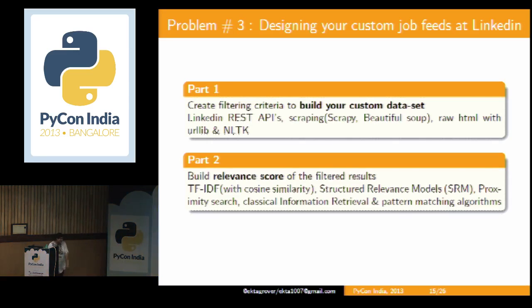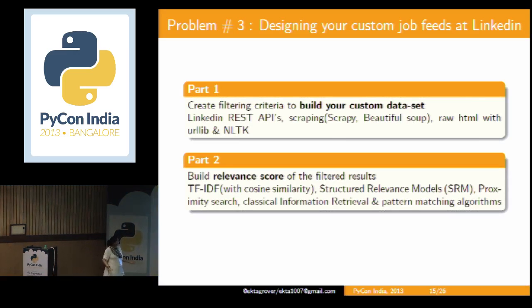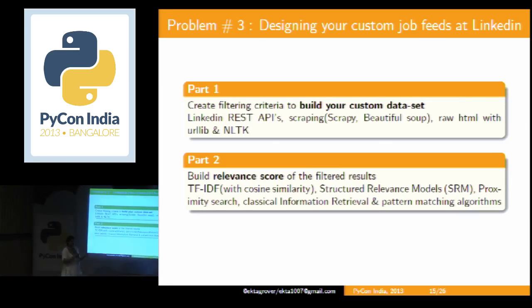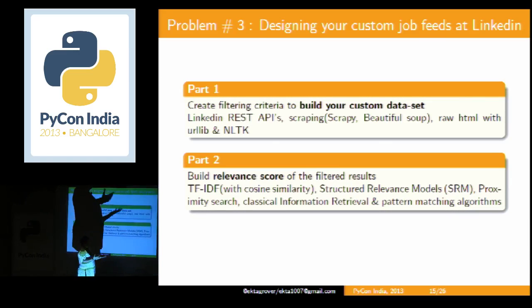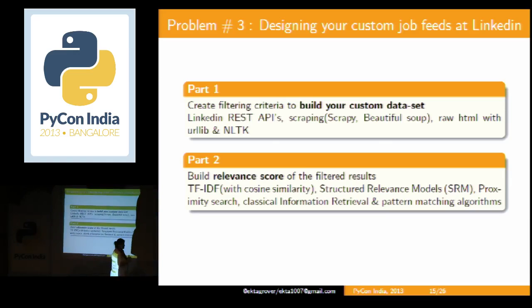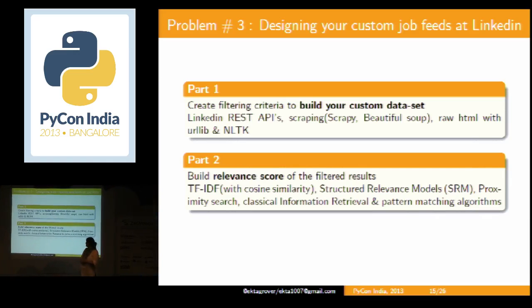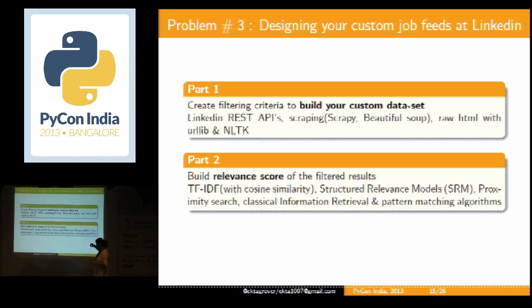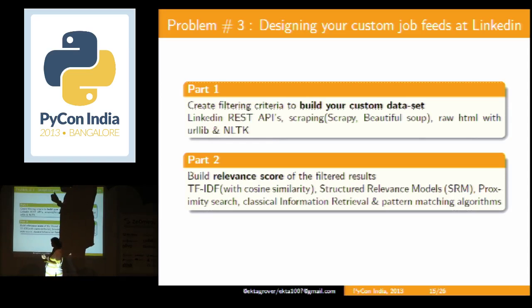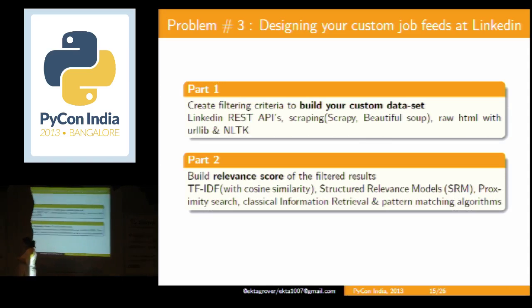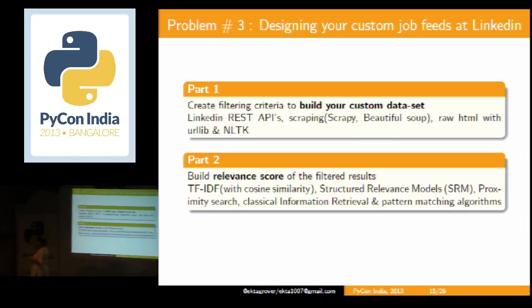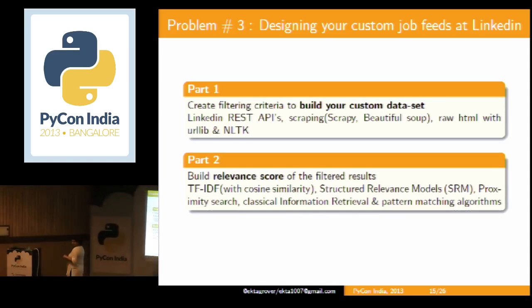You do this problem in two parts. One is that you want to know what is the possible set of relevant job openings out there. And this all is done on LinkedIn data. So there are a couple of options here, and we'll talk about them. And post what is the possible set of these job applications, you want to build a relevance score along with ranking them.